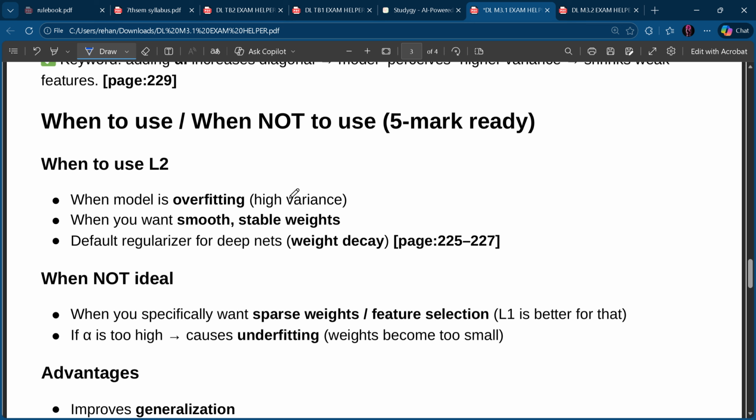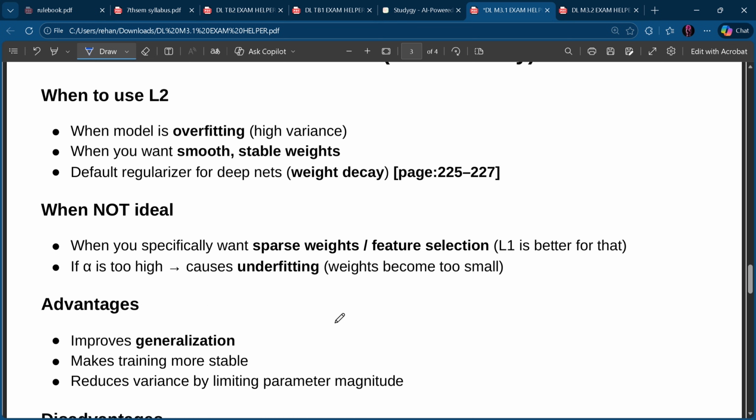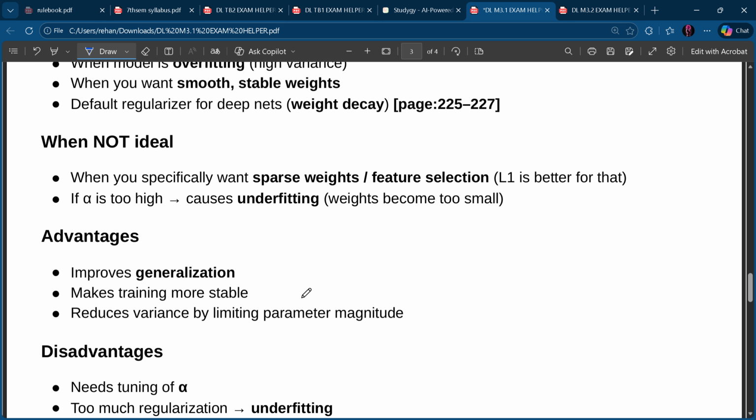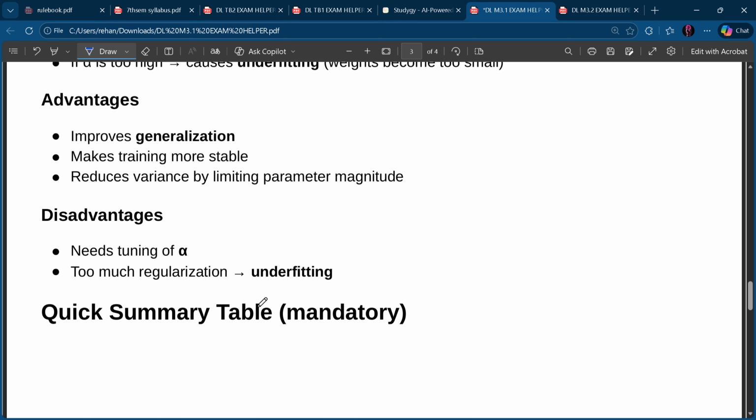So when to use and when not to use L2. Use L2 when the model is overfitting, when you want smooth, stable weights, as the default regularizer for deep nets, weight decay. Once the factor is set, it will be applied continuously for every training step, and it will be decaying. It is not ideal when you specifically want sparse weights or feature selection; L1 is better for that. If alpha is too high, it causes underfitting.